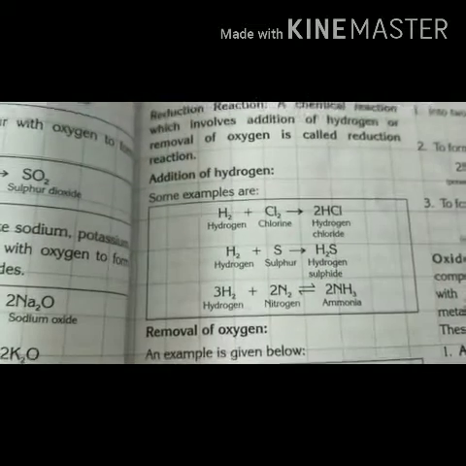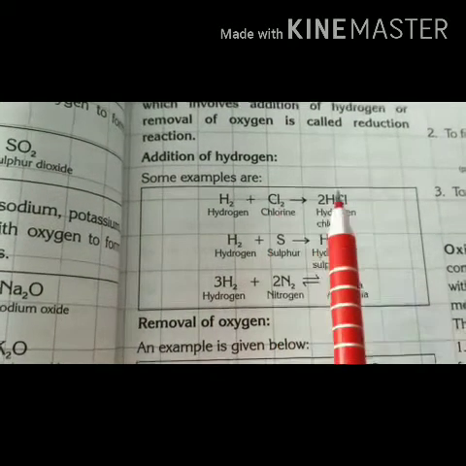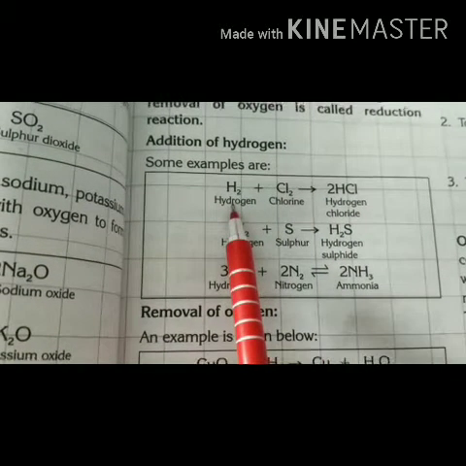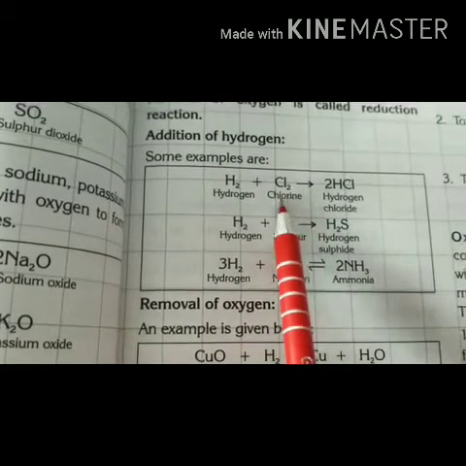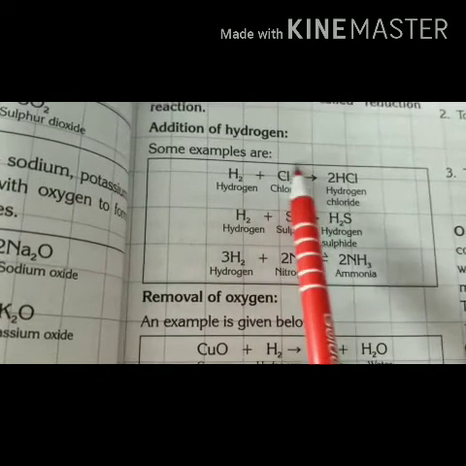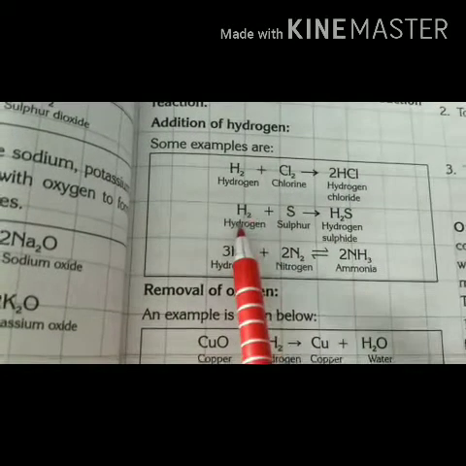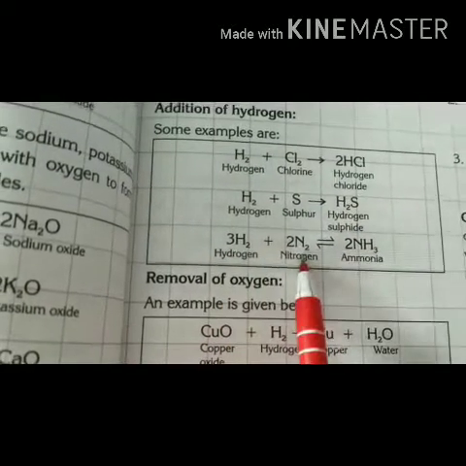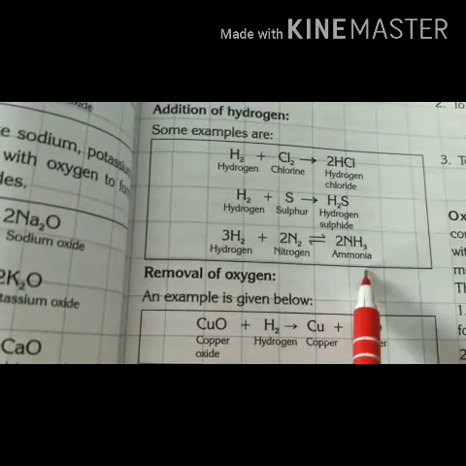Okay, now addition of hydrogen, which means a reduction reaction. Here you can see H2 plus Cl2 forms hydrochloric acid, HCl. So Cl combined with hydrogen, so this reaction is a reduction reaction, means the Cl2 compound is reducing and forming HCl. Same as H2 plus S forms H2S, that is hydrogen sulfide, and H2 plus N2 forms ammonia NH3. So these are reduction reactions.